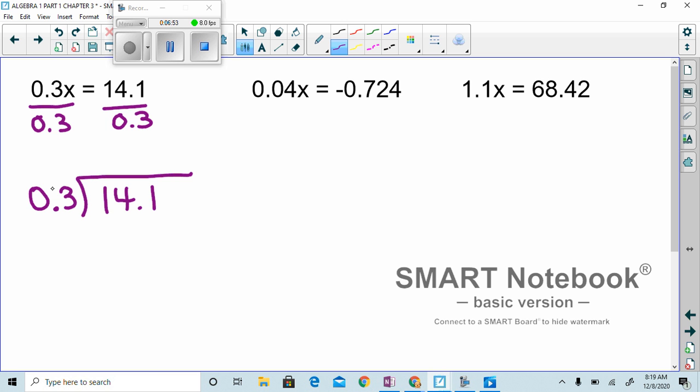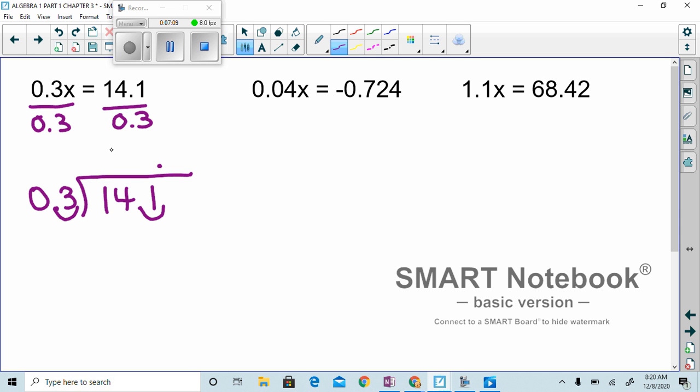We want to remember that the divisor should be a whole number, so we're going to multiply it by 10, which means we're moving the decimal over once. And then I tend to put it up in the quotient because sometimes we have to add extra zeros. We'll now do the division.